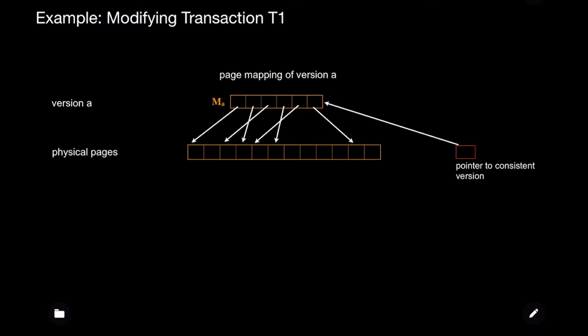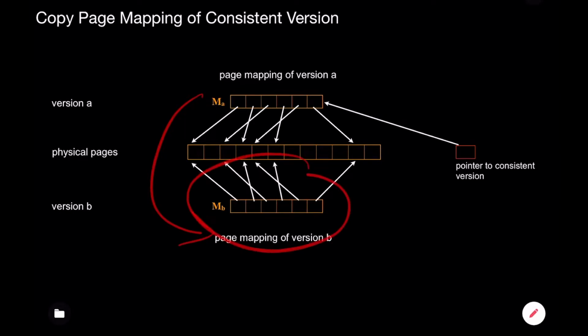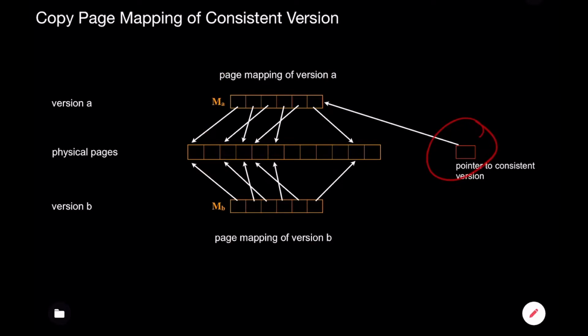Then you can do things as follows. Assume you want to modify something. How do you modify something? You copy over the page table. That is what happened here: you copied MA to MB. You see this is exactly the same mapping, so nothing happened so far. Important to note here that the pointer still points to version A. So nothing changed in that regard.